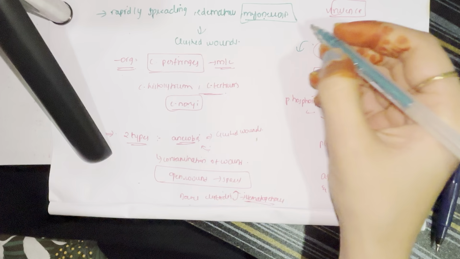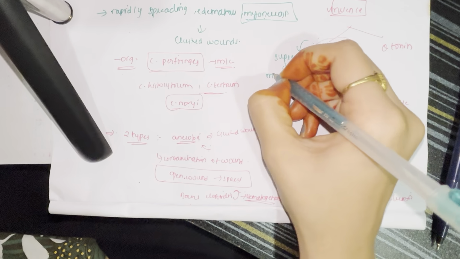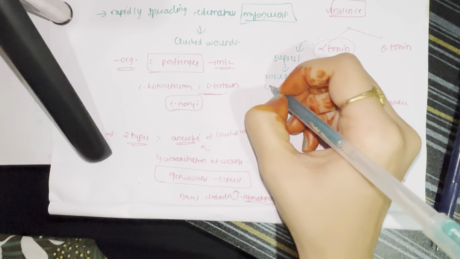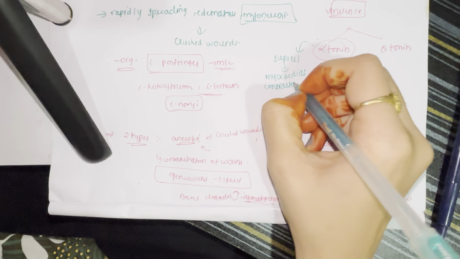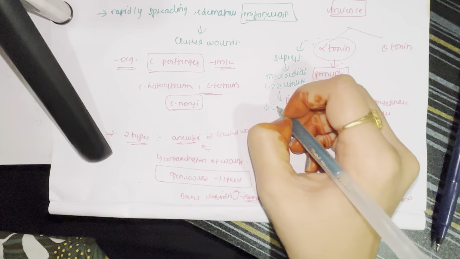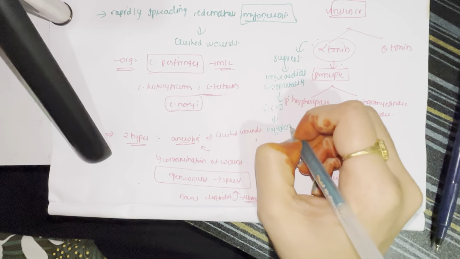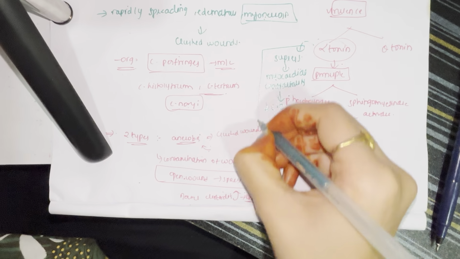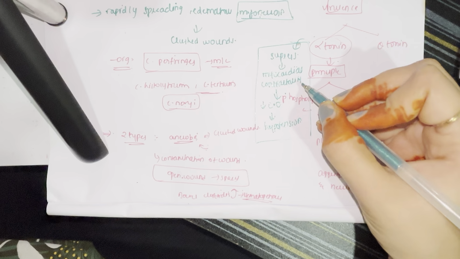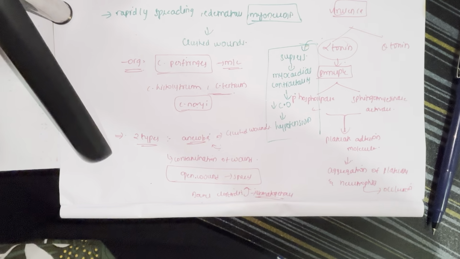This alpha toxin will also directly suppress the myocardial contractility. This will lead to decreased cardiac output, and this will cause hypotension. Remember this also.